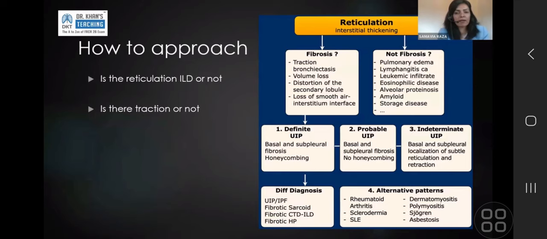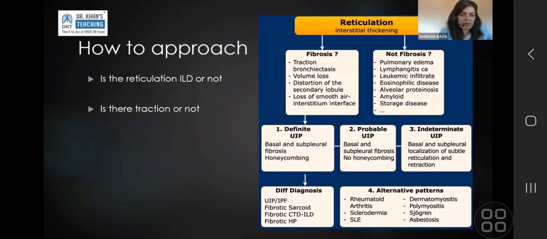So ILA and ILD are not the same thing. ILA gives you a bit more luxury in describing an abnormality and dismissing it. ILD triggers the whole cascade of refer to respiratory, refer to ILD MDT, and all that. So once you are sure there is reticulation significant enough for me not to be able to dismiss it, you then want to look for fibrosis.